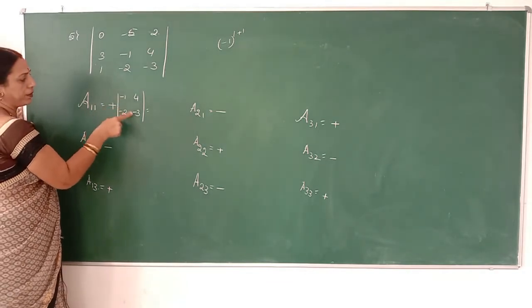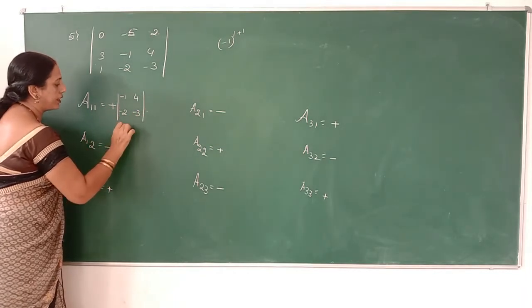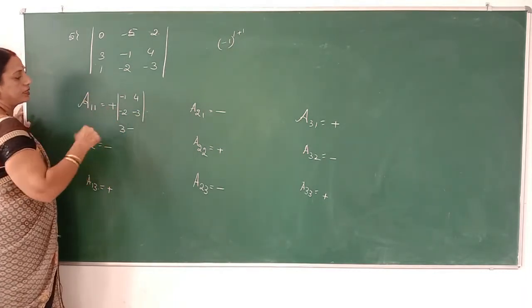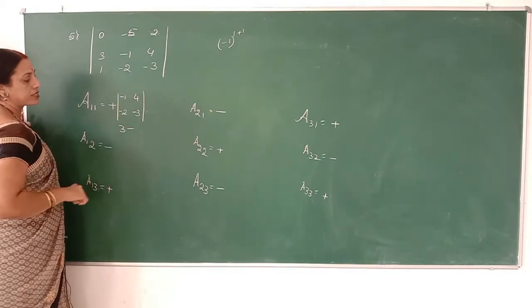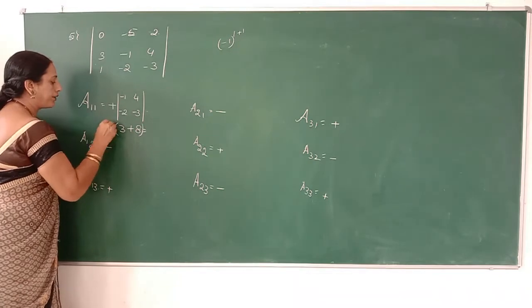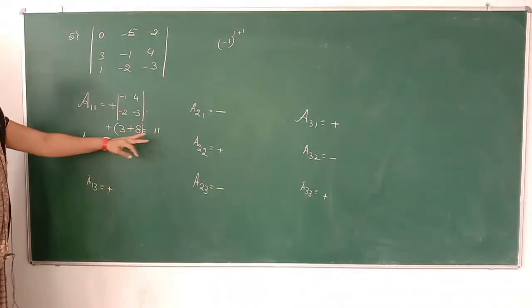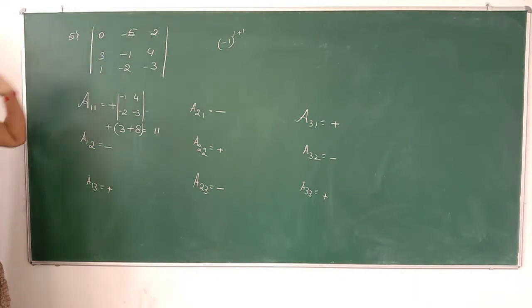After that we'll simplify. Minus 1 minus 3 is nothing but product of left diagonal is 3 minus right diagonal is minus 8, that is minus into minus is plus 8, multiplied with positive, it will be equal to 11. That is the cofactor of the first element.